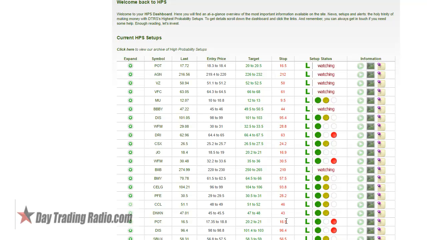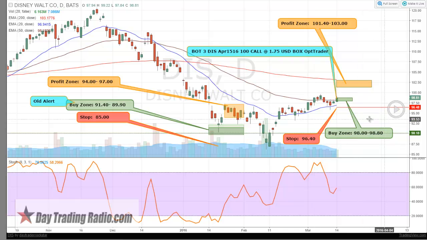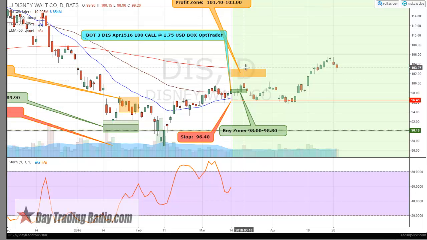Let's take a look at this Disney right here, because this one didn't work out. We've been in Disney multiple times, and this was a very tight stop. As you can see, we came down and bounced off it once, bounced off it twice, and just chopped around it. And you know what? It is what it is.